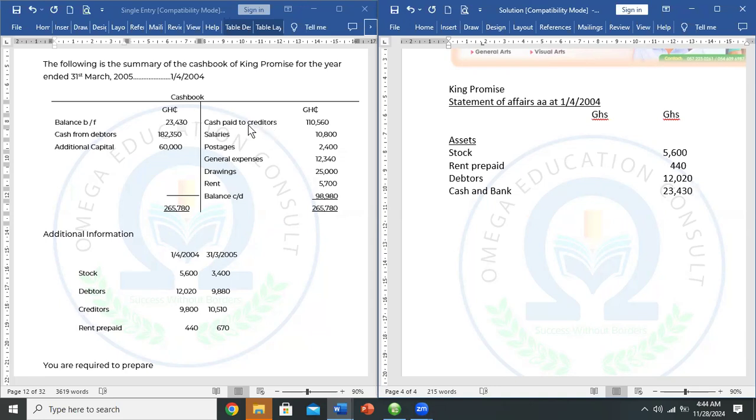None of them here falls under the category of an asset or a liability, except for the opening balance of cash, which is the cash and bank at the opening day. Please note, there are some questions where they will put some assets in the cash book, but they would have to define the date on which that asset was bought for you to consider. Okay, so these are total assets for King Promise.